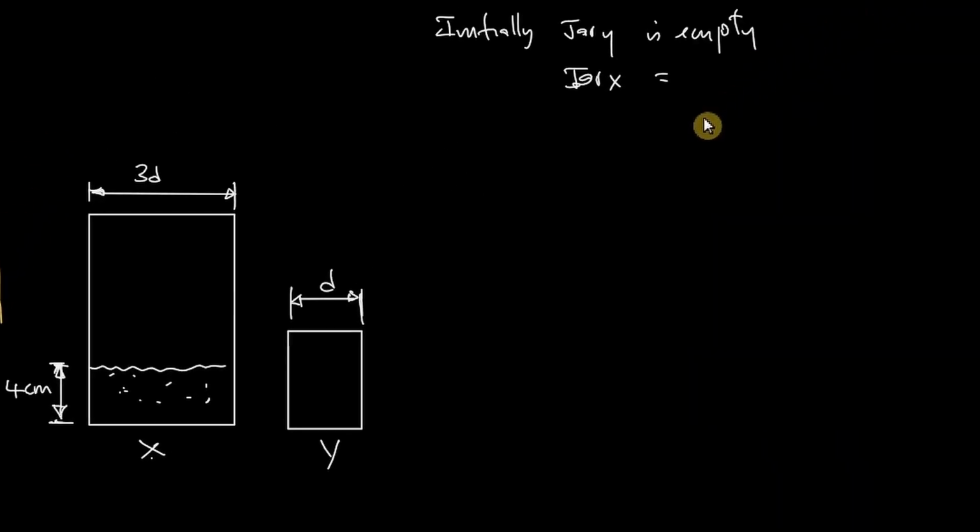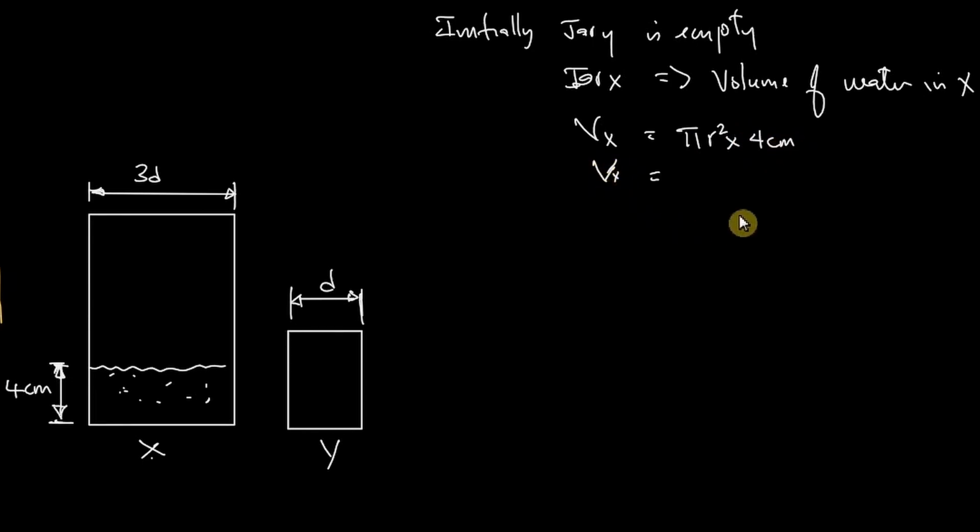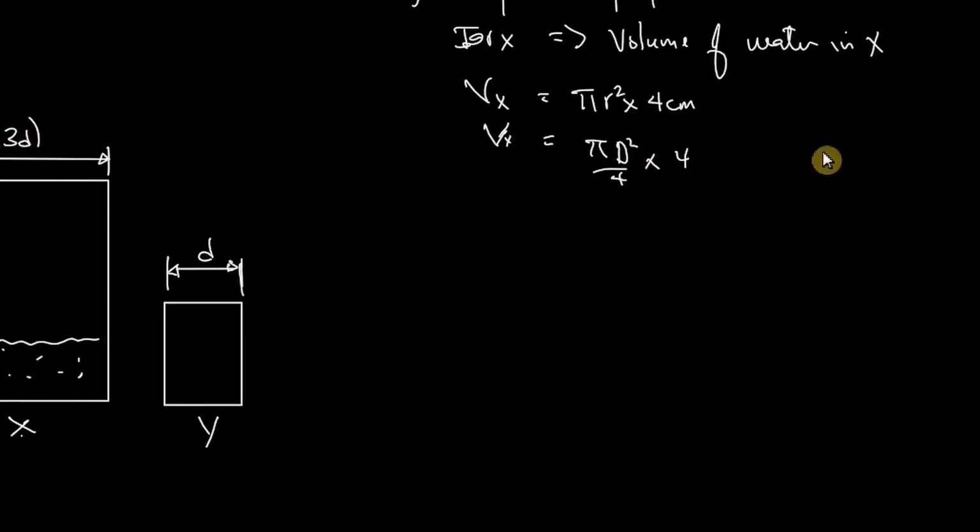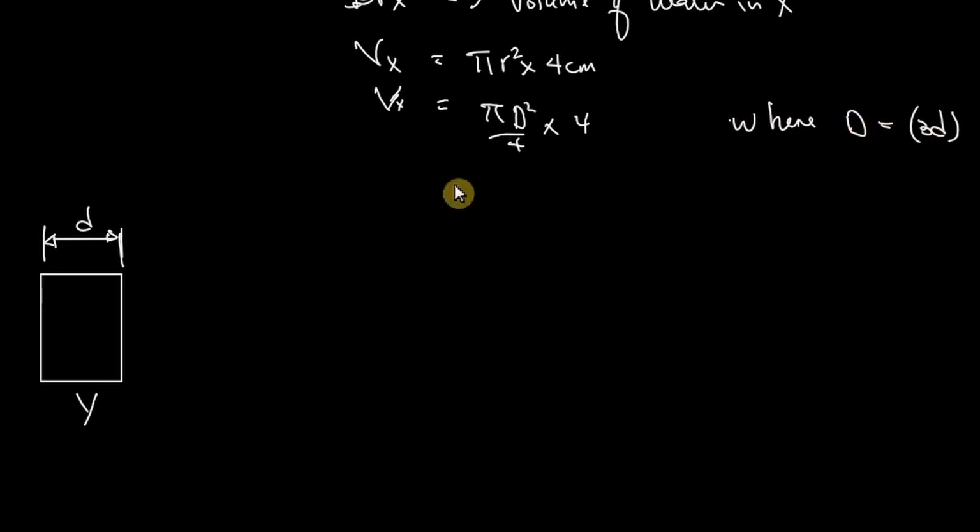So we could find the volume of water in jar X. We could call this Vx. That's equal to pi r squared h, where pi, the radius squared, times the height, which is 4 centimeters. Now this can also be written as volume equals pi times the diameter squared over 4, times the height. So we could write it as pi times d squared over 4 times the height, which is 4, where the diameter is given as 3d. So we could write then that Vx is equal to pi times 3d all squared over 4 times 4.